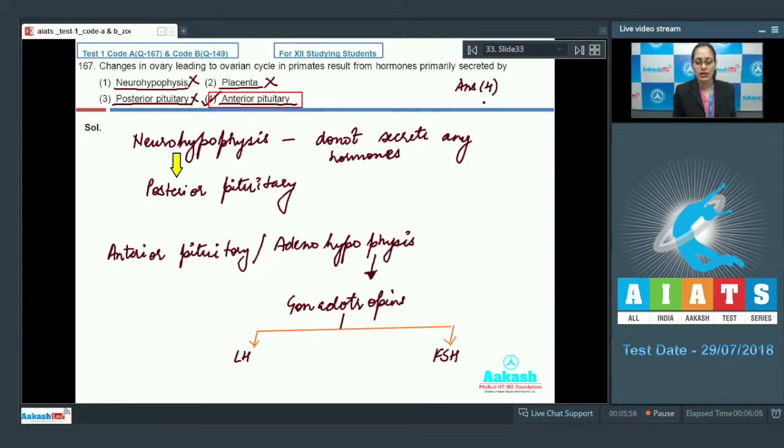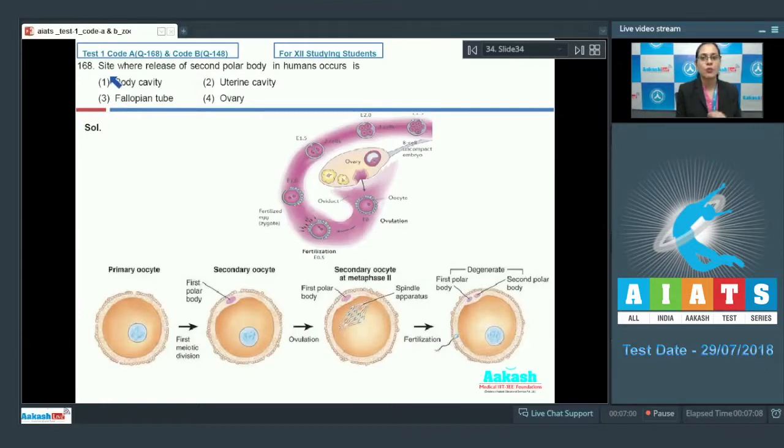Let's have a look at the next question. Question number 168. Site where release of second polar body in humans occurs is. Now the site where the second polar body is released is the fallopian tube. And why? Because it is the fertilization in which the entry of sperm into the secondary oocyte will induce the formation of the second polar body.